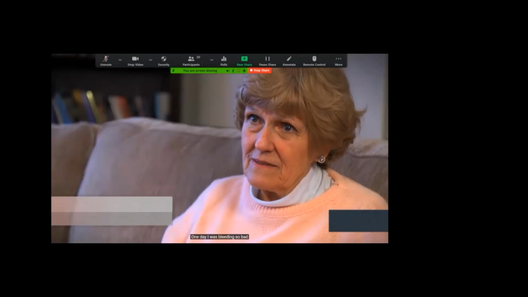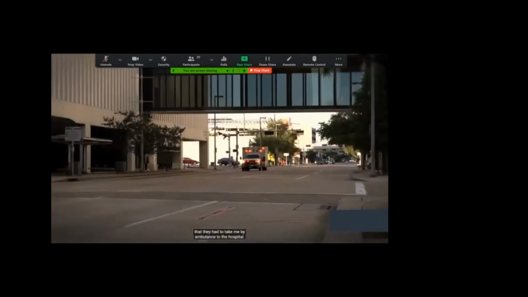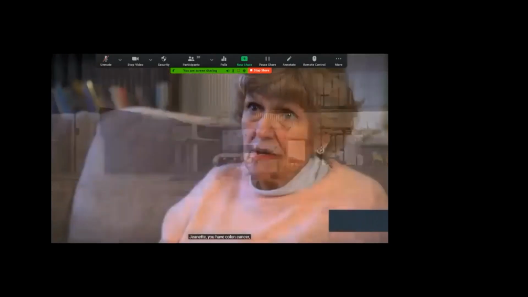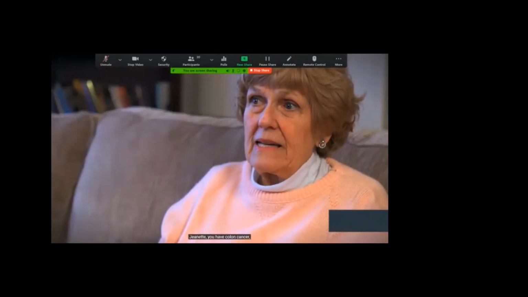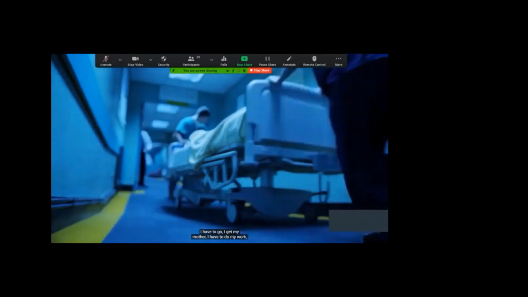One day I was bleeding so bad that they had to take me by ambulance to the hospital. The doctor came in and said, "Jeanette, you have colon cancer." And it didn't hit me. I just went, I have to go. I have to take care of my mother. I have to do my work. I have to go. And they said, "You don't understand.